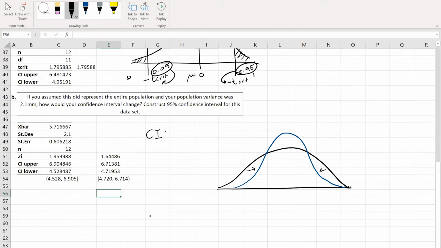So remember, our confidence interval is equal to our mean plus or minus our critical value, either t-crit or z-crit, times our standard error. We use our t-crit when we have an unknown population variance, and our z-score, our z-crit, when we have a known population variance.